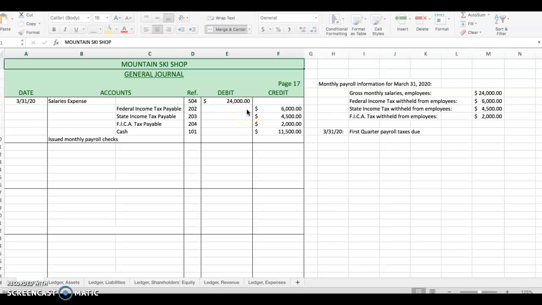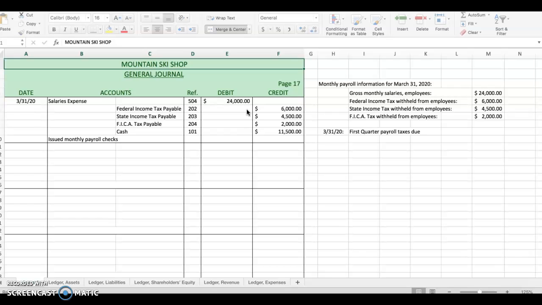On your screen, you see the mountain ski shop page from the General Journal. And a week or so ago, I gave you another video using this company, and we looked at payroll entries. You've done that a few times now. On your screen, you see a typical payroll entry, and we're going to now take this a step further and see what happens after the first quarter of the year. So let's take a look at what we have here.